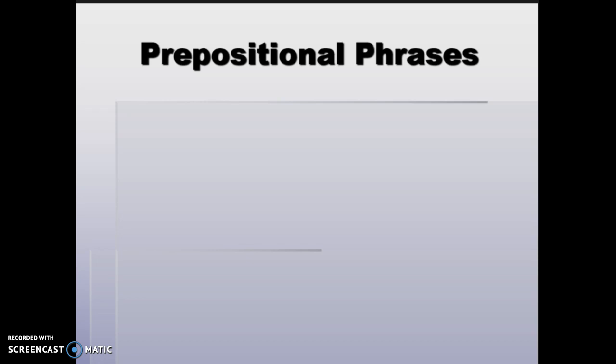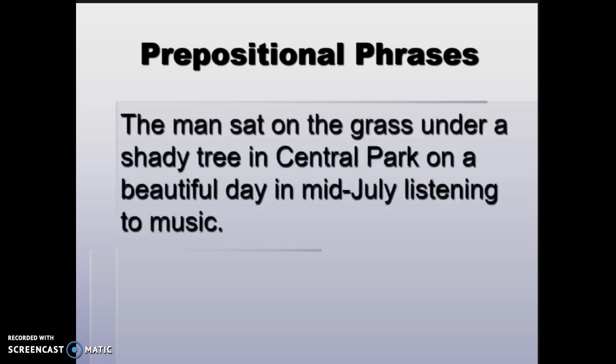Okay, moving on. Another one, a little bit longer sentence. I'd like you to also copy this sentence down and do the same exact thing. It says, the man sat on the grass under a shady tree in Central Park on a beautiful day in mid-July listening to music. There are a number of prepositional phrases in this sentence as well, but do the same thing as you did with the other 2 examples.